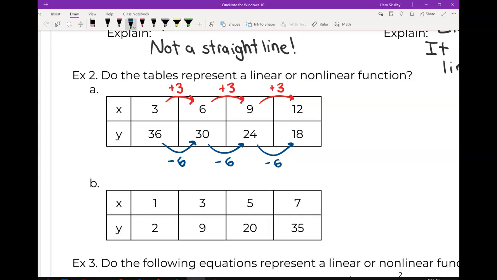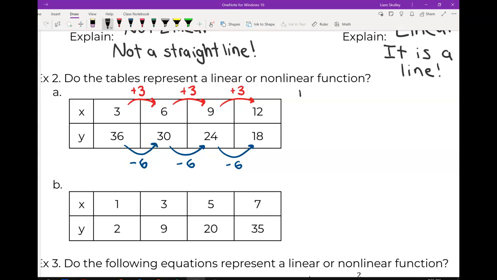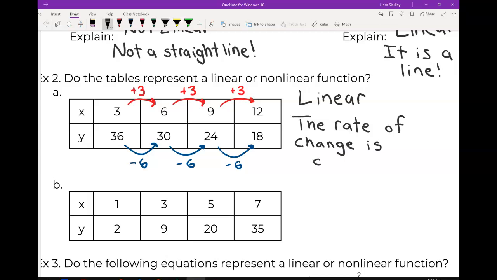So this would give us overall a linear function. So we're going to write off to the side, we're going to say this is linear. And for our explanation, we're going to say the rate of change is constant.